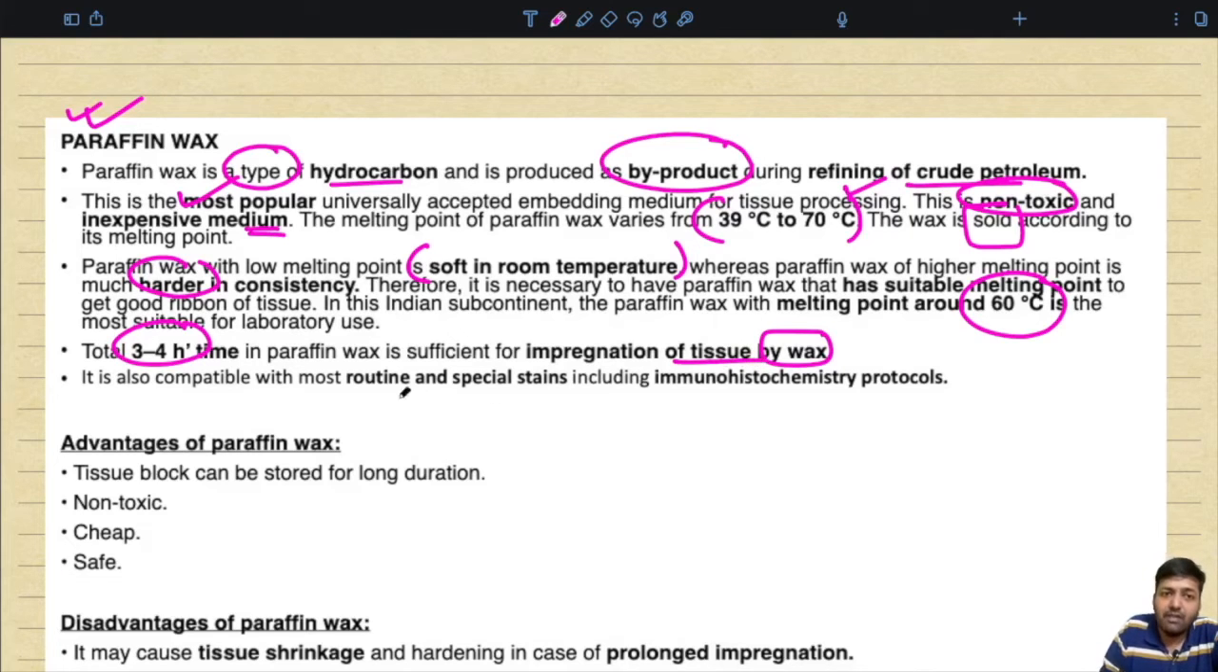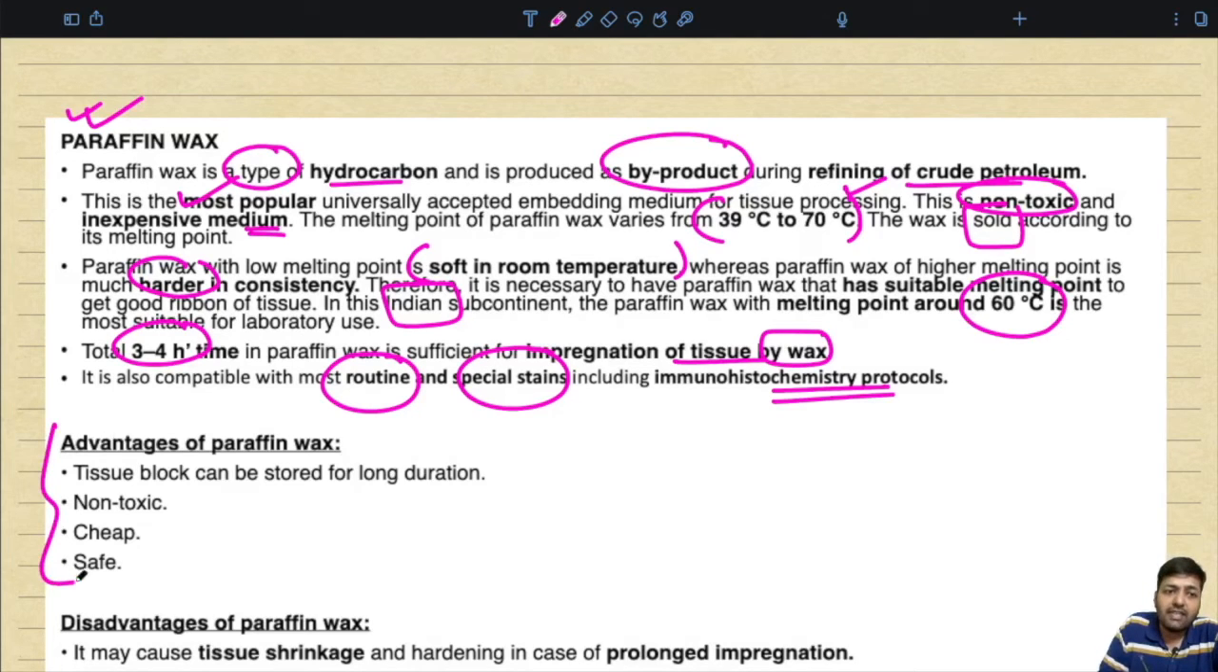It is also compatible with most routine and special stains, including immunohistochemistry protocols. So paraffin wax is the most commonly used, inexpensive, non-toxic infiltrating agent, melting point being 39 to 70, and they are sold according to their melting point. With low melting point, they are soft at room temperature. With higher melting point, it is harder in consistency. Therefore, it is necessary to have paraffin wax that has a suitable melting point to get a good ribbon of tissue. So in our climate, in the Indian subcontinent, paraffin wax with a melting point of 60 degrees is more suitable for laboratory use.